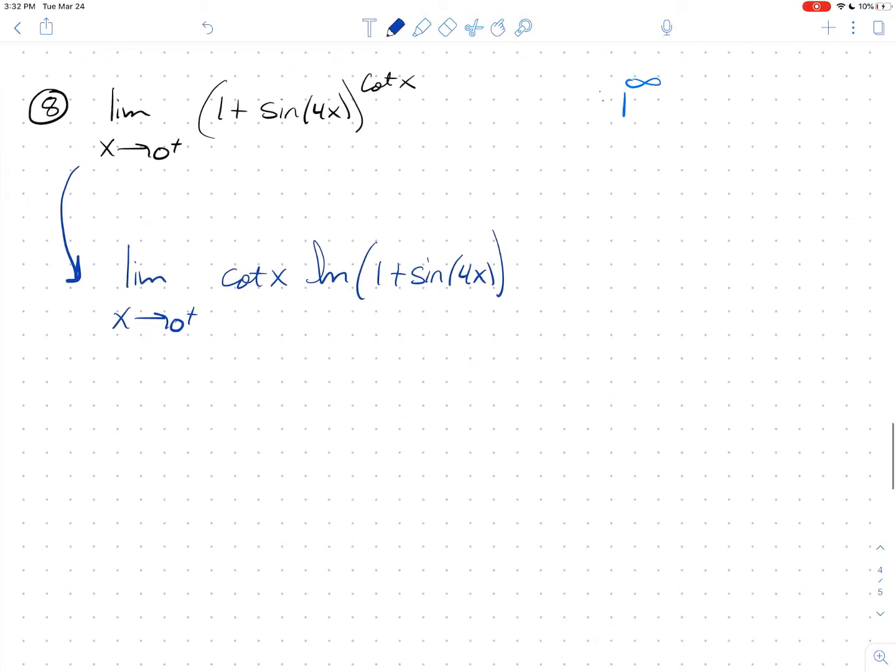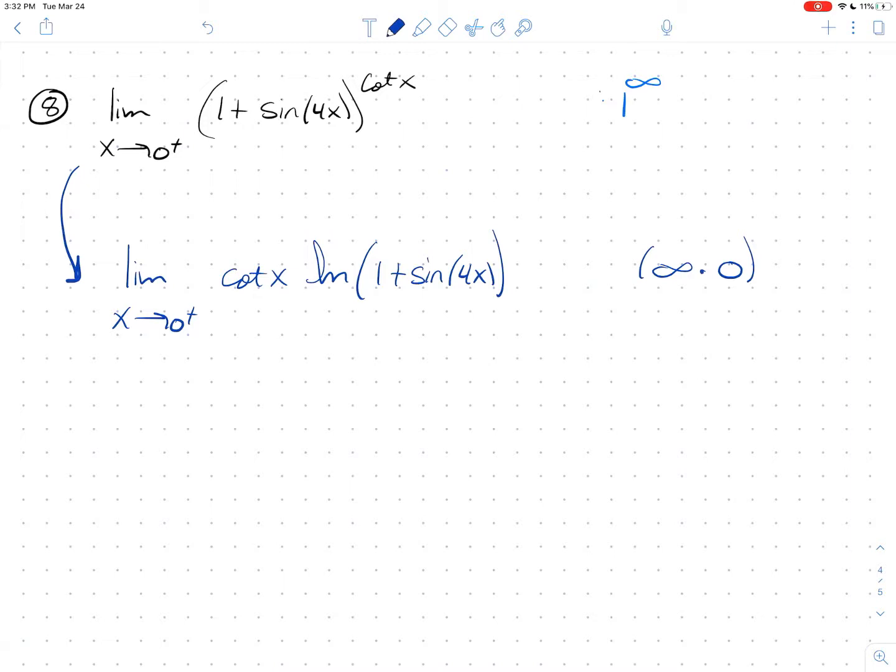I'm going to check the form now. Notice that cotangent of x is still firing off to infinity as x goes to 0 from the right. But now on this side, as x goes to 0, the inside goes to 1, ln of 1 is 0. So the form is now infinity times 0, it's still indeterminate.